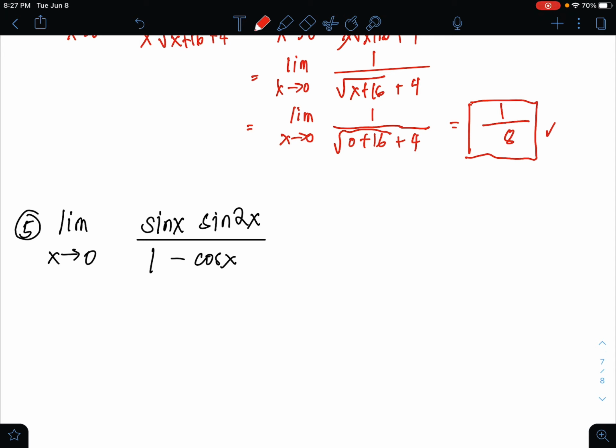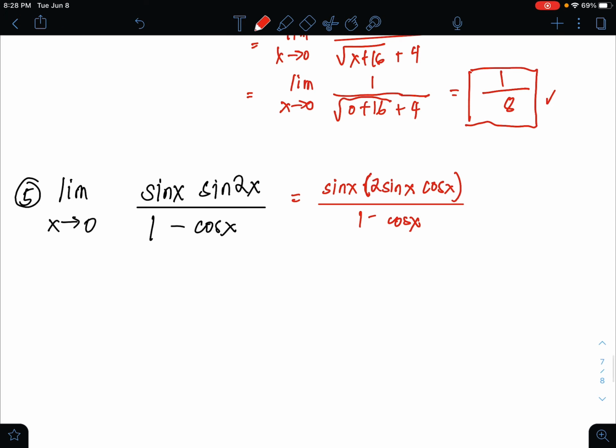By the use of trigonometric identities, we will eradicate that problem. Remember that sine 2x is equivalent to 2 sine x cosine x. Instead of that, we substitute it over 1 minus cosine x. Now there's still a problem. We still have 0 times 0, so no progress yet.